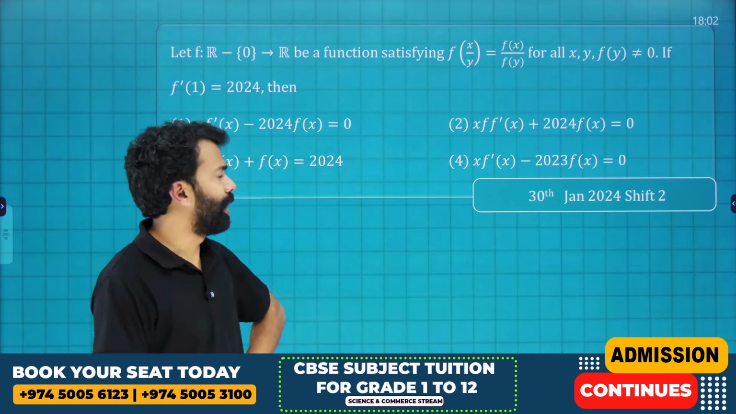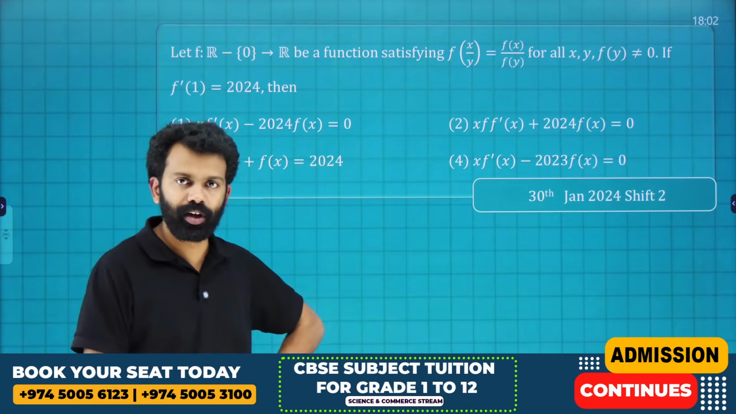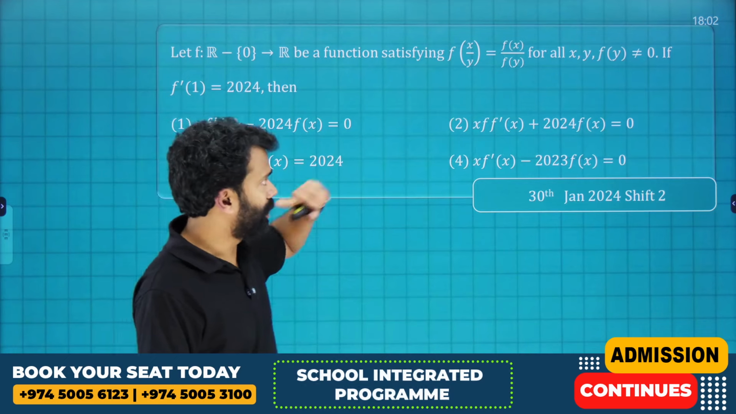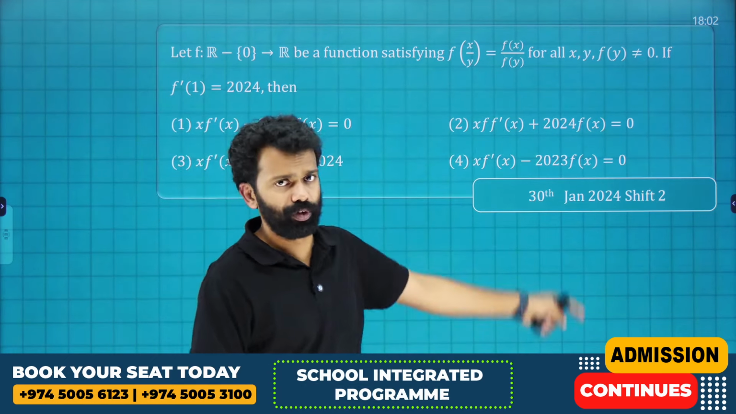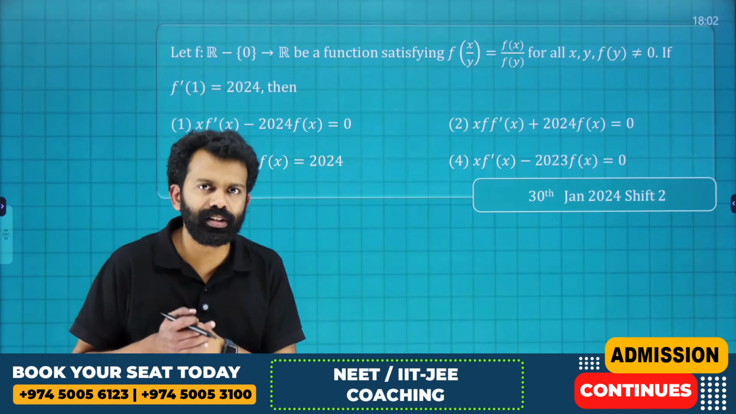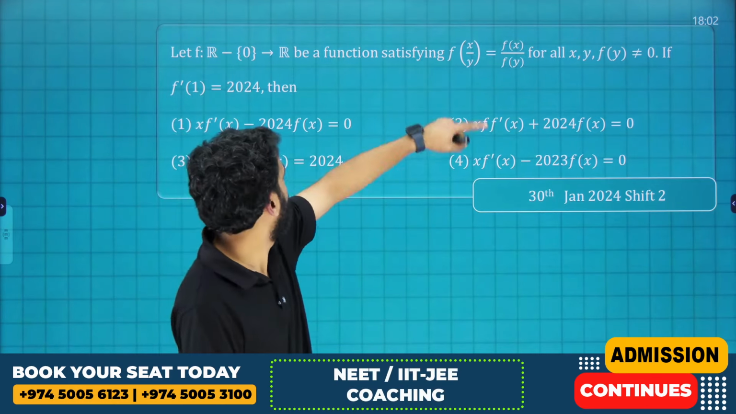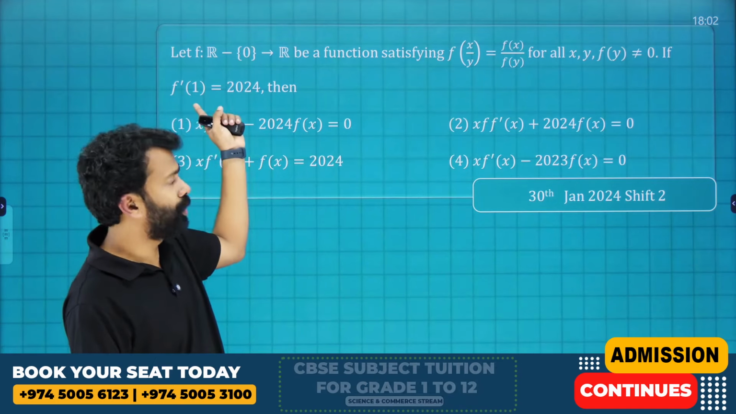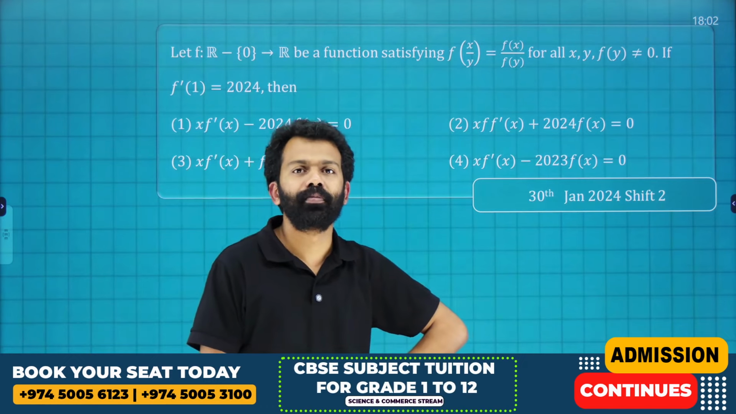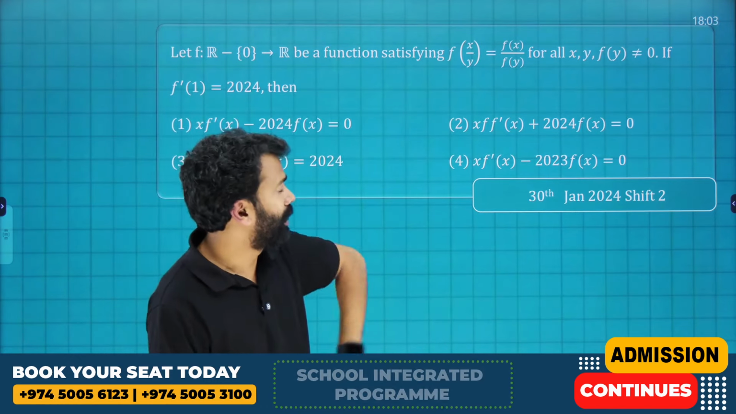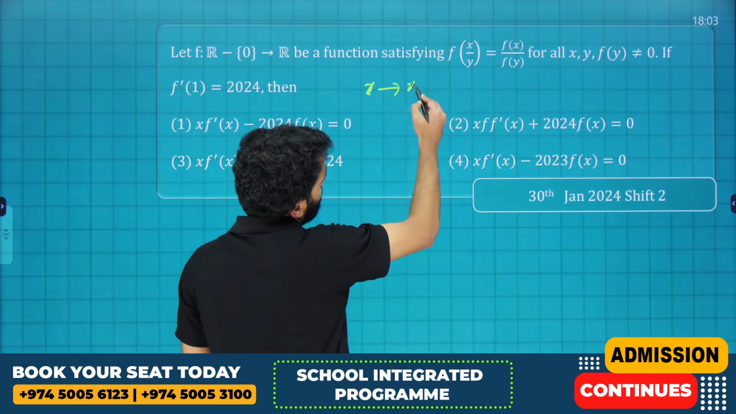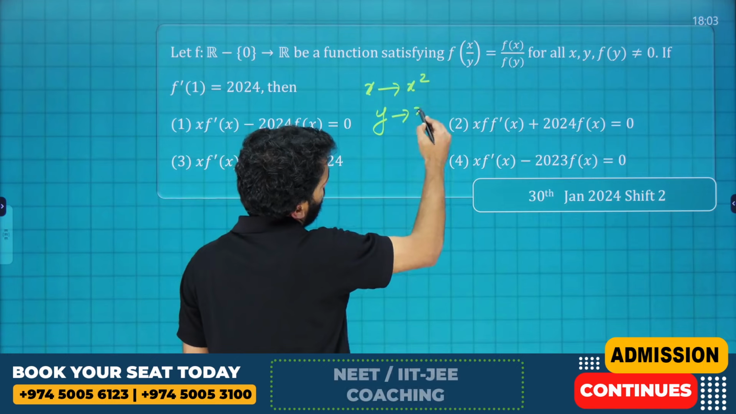As I told you, there are so many methods for evaluating this one. I am going to point out one of the easiest methods. It is given that f of x by y is equal to f of x by f of y. So what substitution should be applied here to get to the final answer? They have only given you the value of f dash of 1. It's easy actually. Just substitute two things: put x is equal to x square and y is equal to x.